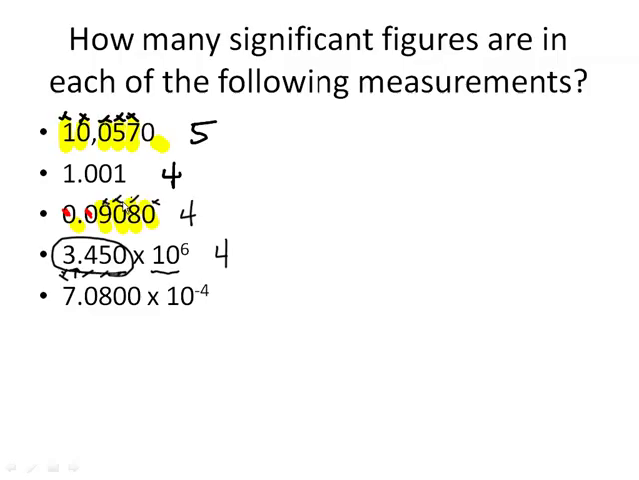In 7.0800 times 10 to the negative 4th, again, just looking at this number out here, I see the 7 for sure, the 8. I've got a decimal point, which tells me that these trailing zeros will count, and this 0 here in the middle between the 7 and the 8 will count as well because it's a sandwich 0. So that gives me a grand total of 1, 2, 3, 4, 5. 5 sig figs.